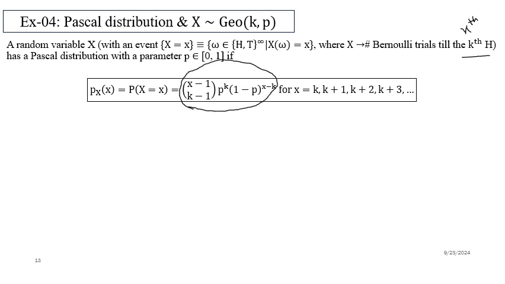Does it look like binomial? Is it binomial? Can anyone see any similarity between this and the binomial distribution? Again, see, the k-th success is fixed here, that is fine. I am writing the binomial distribution. Has anyone observed the difference between these two? If you talk about the binomial distribution, what was that? The binomial distribution has parameters n and p.